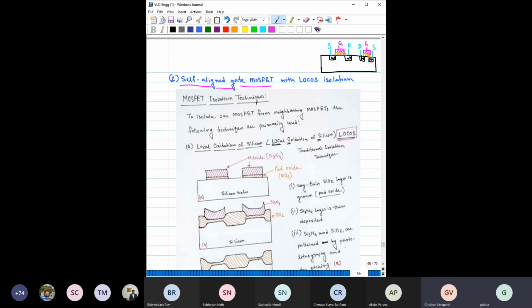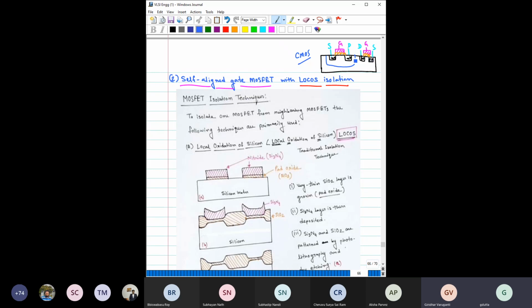Here I have also mentioned low cost isolation. We'll understand what low cost means a bit later, but first let us think about what isolation is. Suppose we are making two MOSFETs side by side, say a CMOS. Then we should have a PMOS and an NMOS. You can see here N plus, N plus, so this is basically the NMOS and this is basically the PMOS.